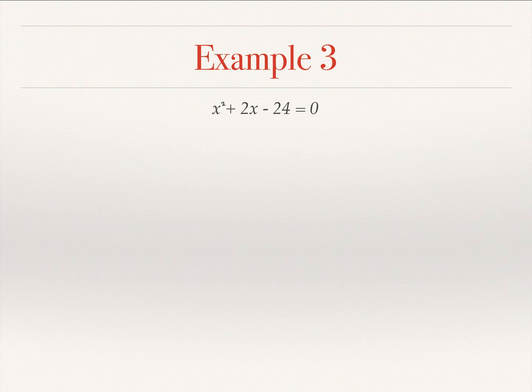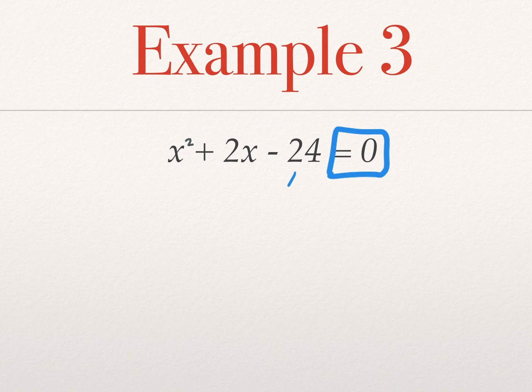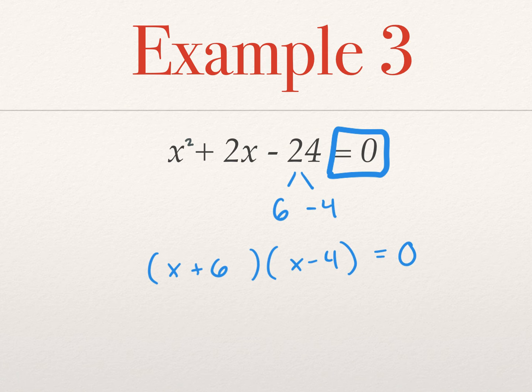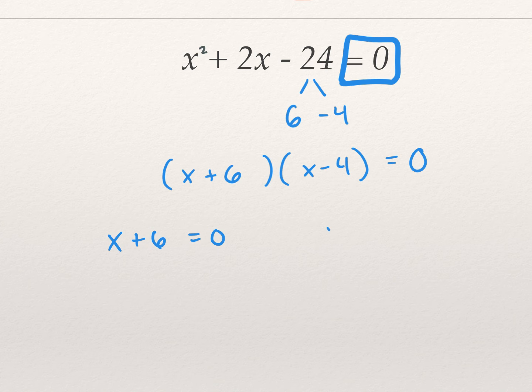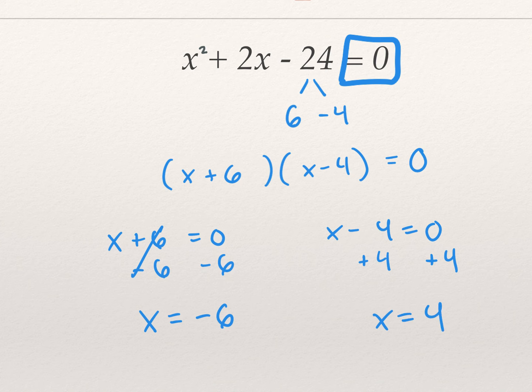All right, example 3. First thing we need to do is make sure that it's equal to 0. So it's already equal to 0. So then we can just factor from here. What are two factors of negative 24 that add to 2? Awesome. 6 and negative 4. So what goes into our parentheses? X plus 6 and x minus 4. What do I do next? Split it apart. So x plus 6 is equal to 0, and x minus 4 is equal to 0. What do I do next? Subtract 6 on both sides. So x is equal to what? Negative 6. Perfect. And then in the second one, I'm going to add 4. So what's x equal to? 4. So there's my two answers.